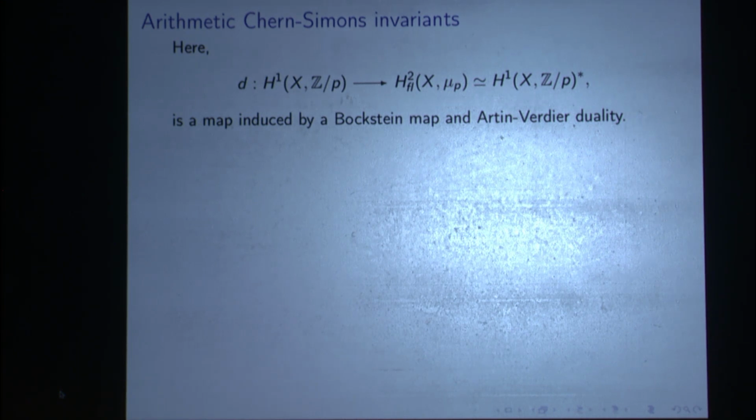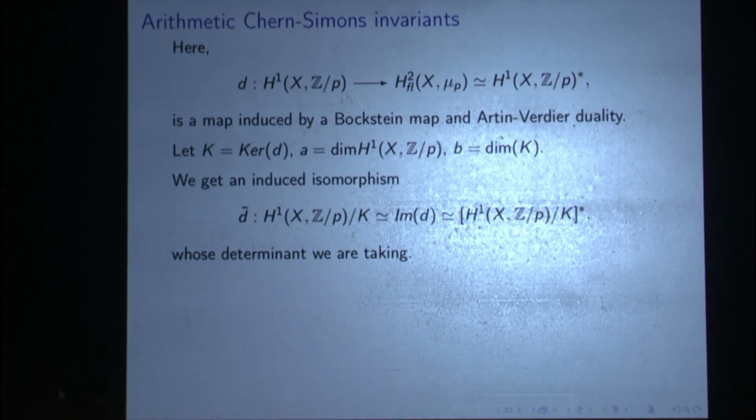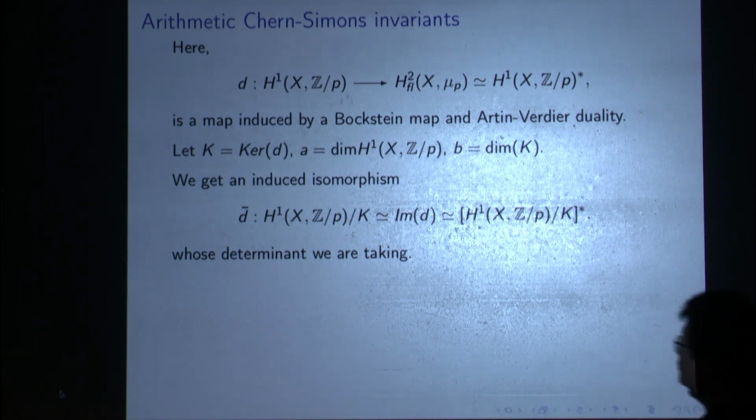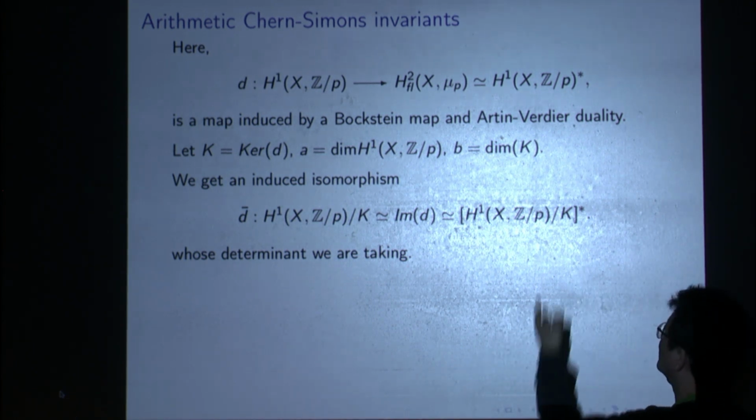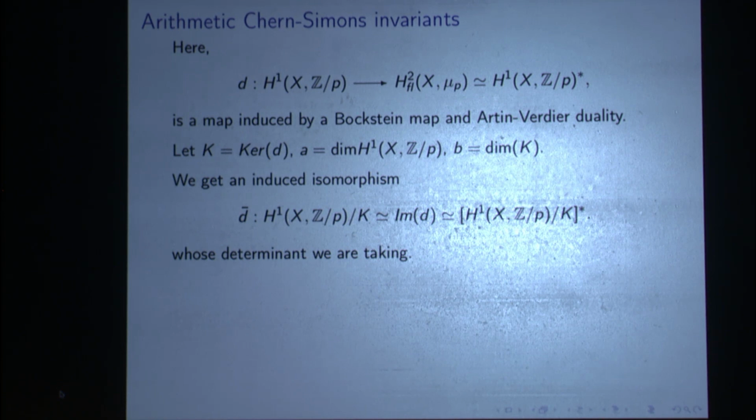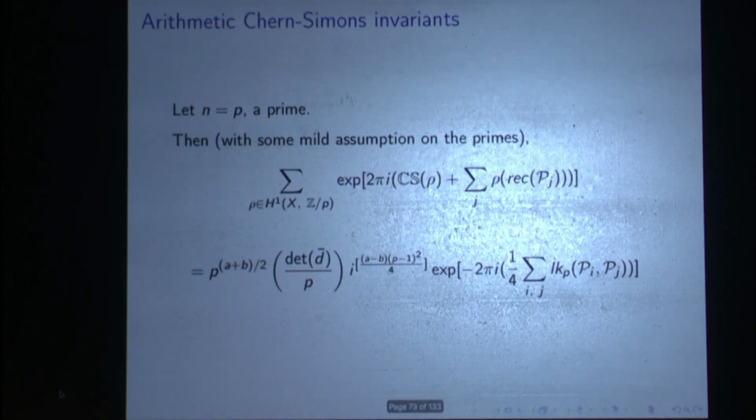So that map in general may have a kernel, right? I'm calling A the dimension of that whole space of representations, B the dimension of the kernel. Then that map will induce an isomorphism from H1 modulo kernel to this image. But if you go through the dualities, the image is exactly the dual of H1 modulo the kernel. So that's the guy whose determinant we're actually taking. Sorry, I said it in a slightly misleading way a moment ago. And the A's and B's now I've explained as well. And that's the power of p.